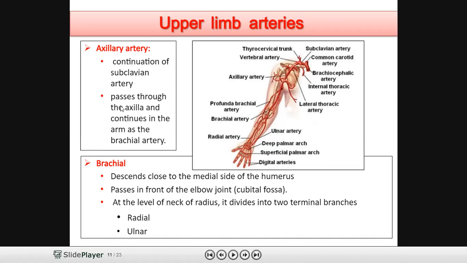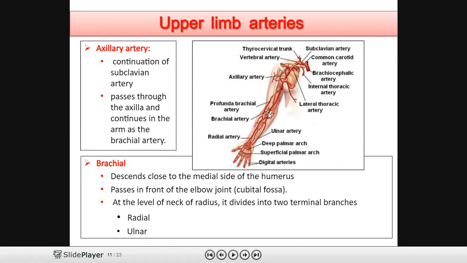The axillary artery passes through the axilla and continues in the arm as the brachial artery. So look at what happens here. This axillary artery in the axilla then leaves the axilla and continues downward to your arm. It comes to your arm and becomes what is called the brachial artery.